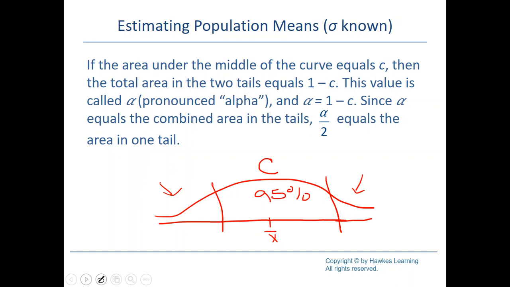This is going to be my alpha divided by 2. We know alpha in our case here will be 5%, but half of it is going to be here, and the other half of it is going to be there. So this is where we get that alpha over 2, okay? It will tell us the area for one tail itself.